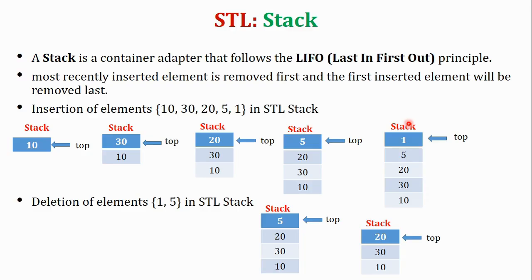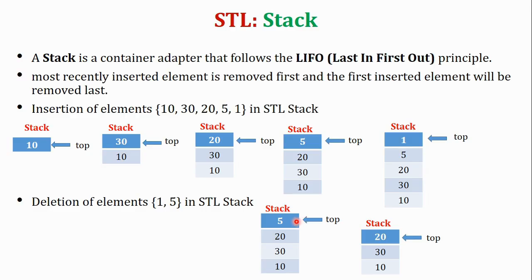Suppose you want to delete elements, for example, we are going to delete elements 1 and 5 in the STL stack. In that case, we already informed, right? The most recently inserted element is removed first. Which one is the most recently inserted element? 1. So now the pointer points to the top of the stack. The most recently inserted element is 1, so that will be deleted. Automatically the pointer will be decremented. It will point to the next value.